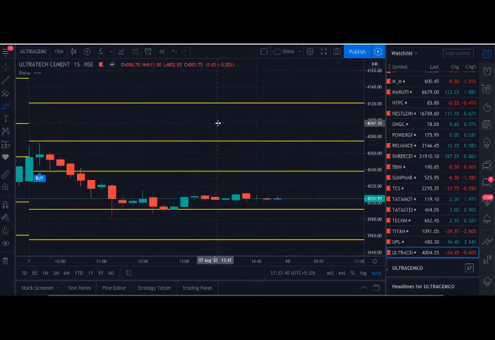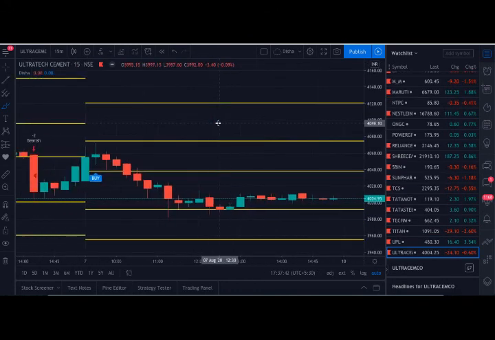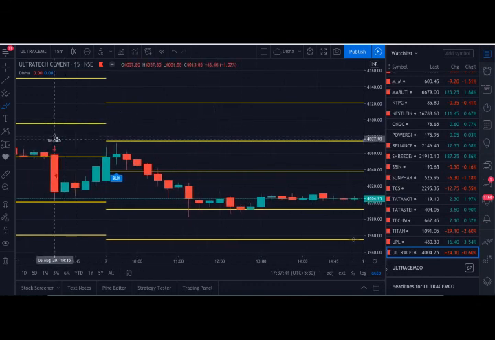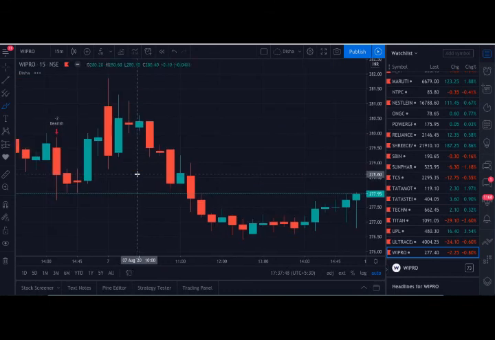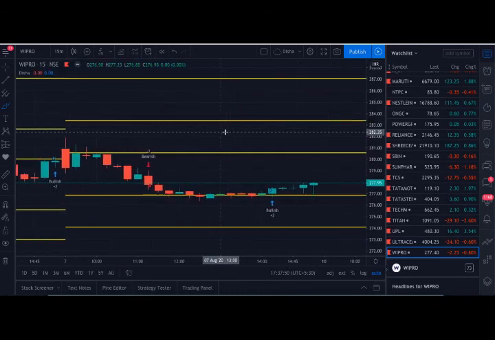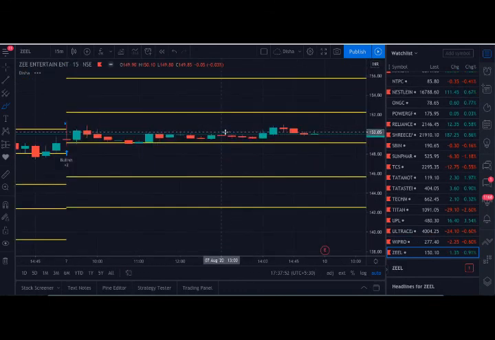Then UltraTech Cement, nothing. This is bearish, this is buy, so nothing. Wipro, nothing. Zee, nothing. That's it. Here I have explained and showed you all the 50 stocks.